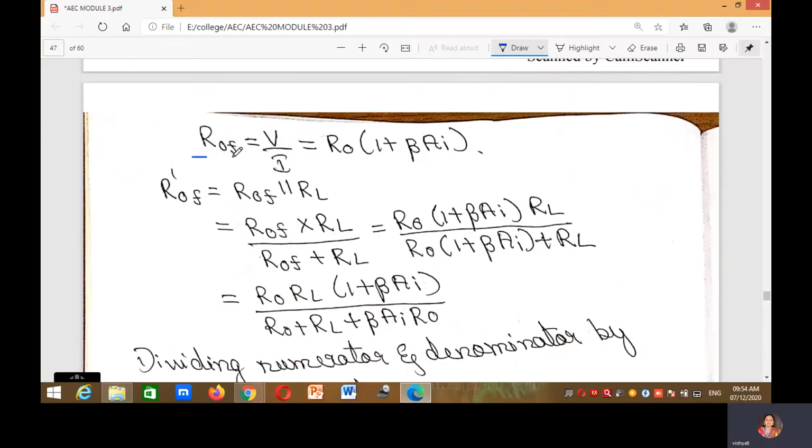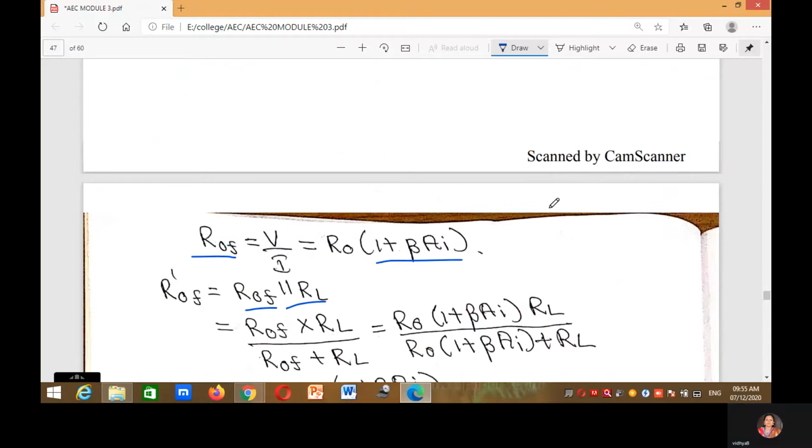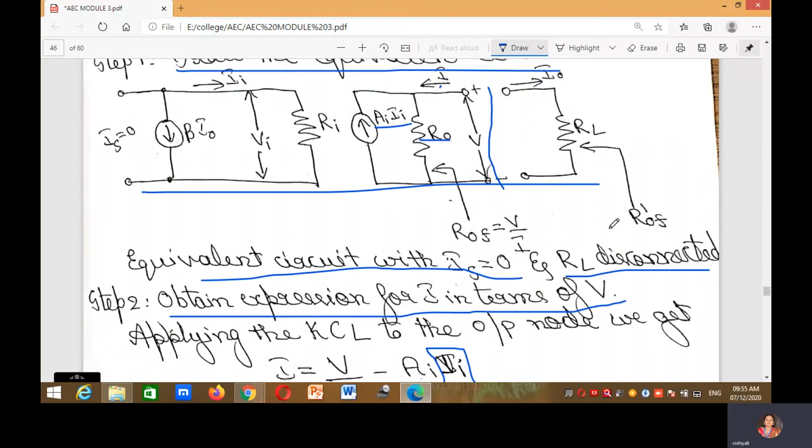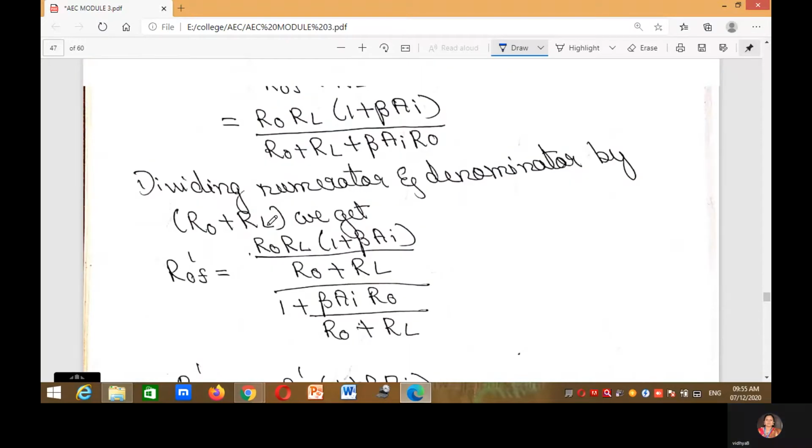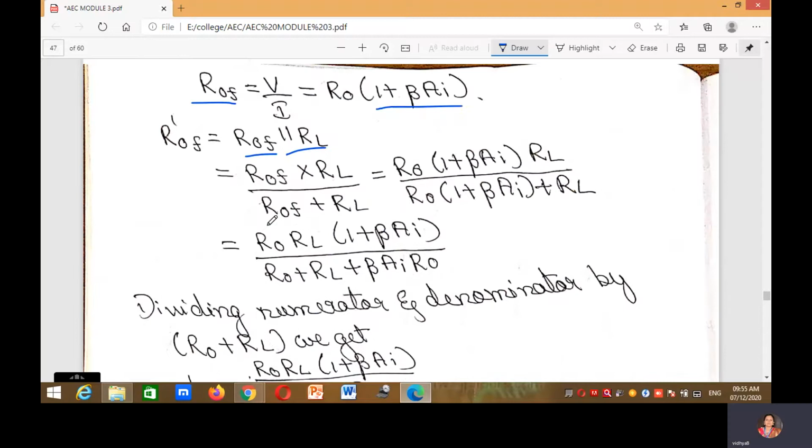R naught F is equal to V divided by I, that is equal to R naught times 1 plus beta into AI. R naught F dash is R naught F in parallel with RL. You can observe in the figure, R naught F is in parallel with RL. That is the R naught F dash value. R naught F dash is equal to R naught F parallel with RL.